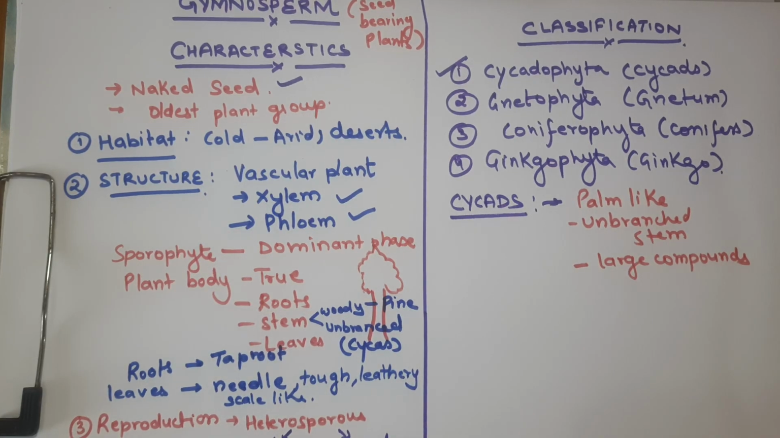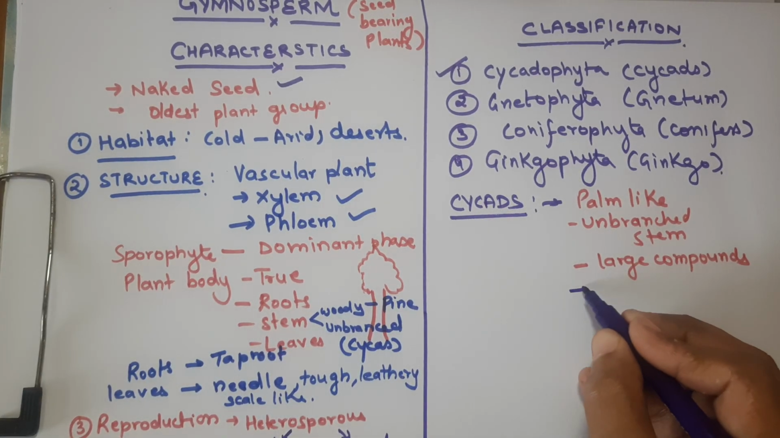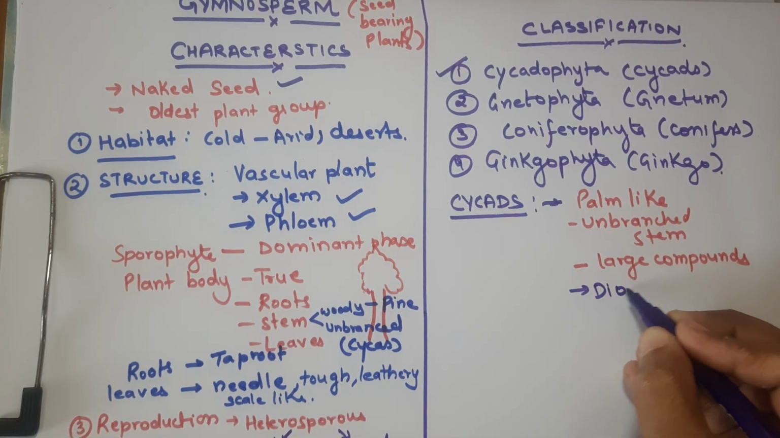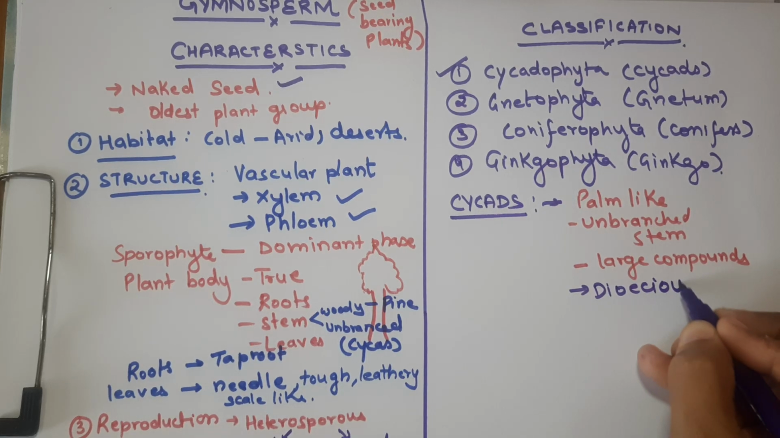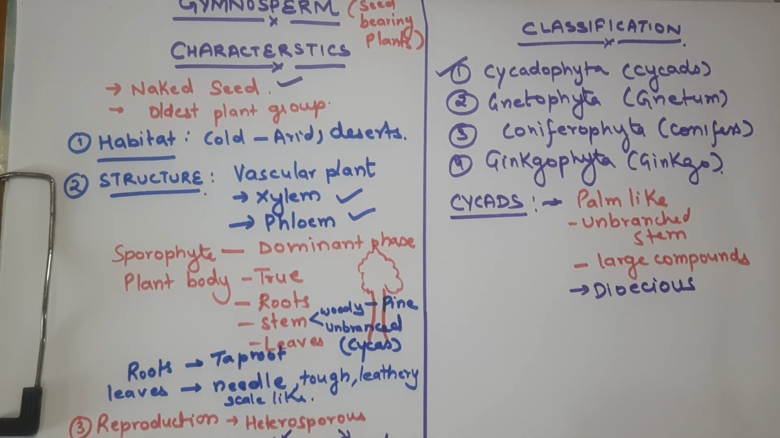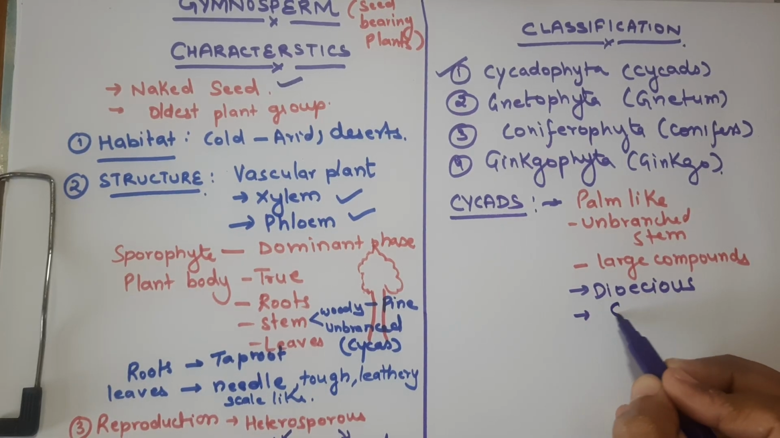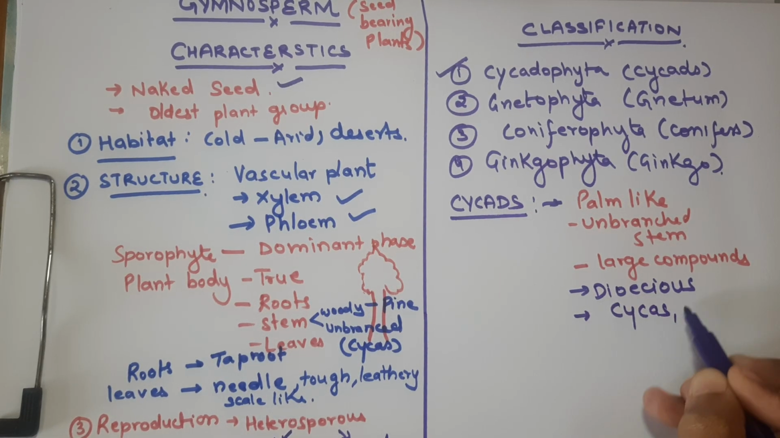And students, they are dioecious plants. So what do you mean by a dioecious plant? In a dioecious plant, male and female plant cones occur on separate plants. Okay, and the examples include Cycas and Zamia.